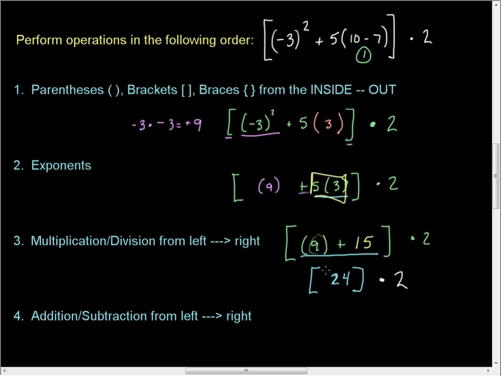Now, I've got this set of brackets here. There's only a single number in it, so now I can go outside of the brackets and work my rules 2, 3, and 4 in order. Are there any exponents? No. So I go to multiplication and division from left to right. I have 24 times 2, which is 48. I don't have any more addition, subtraction, multiplication, division, or brackets, braces, and parentheses. And so I'm done, and I can drop the brackets because I've done the outer thing to them.